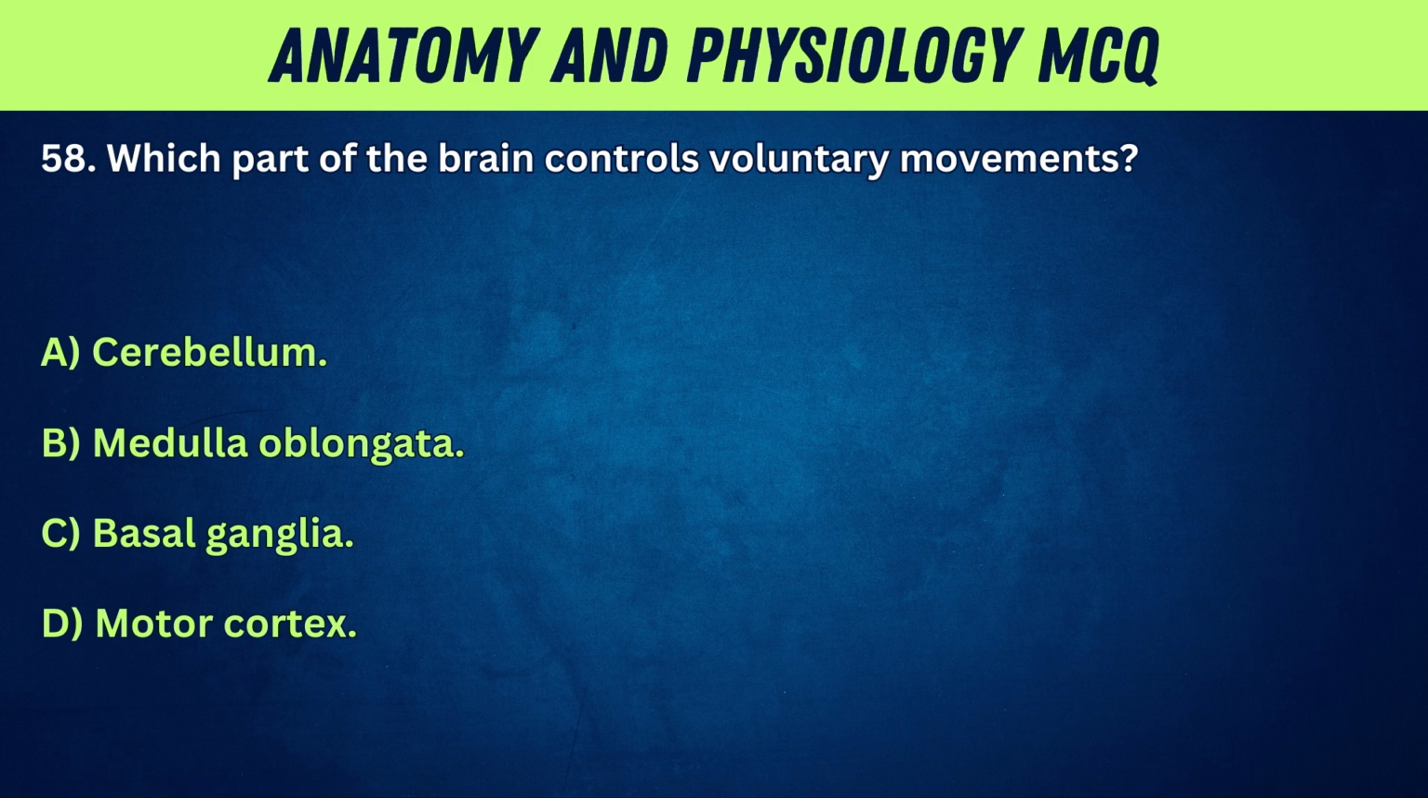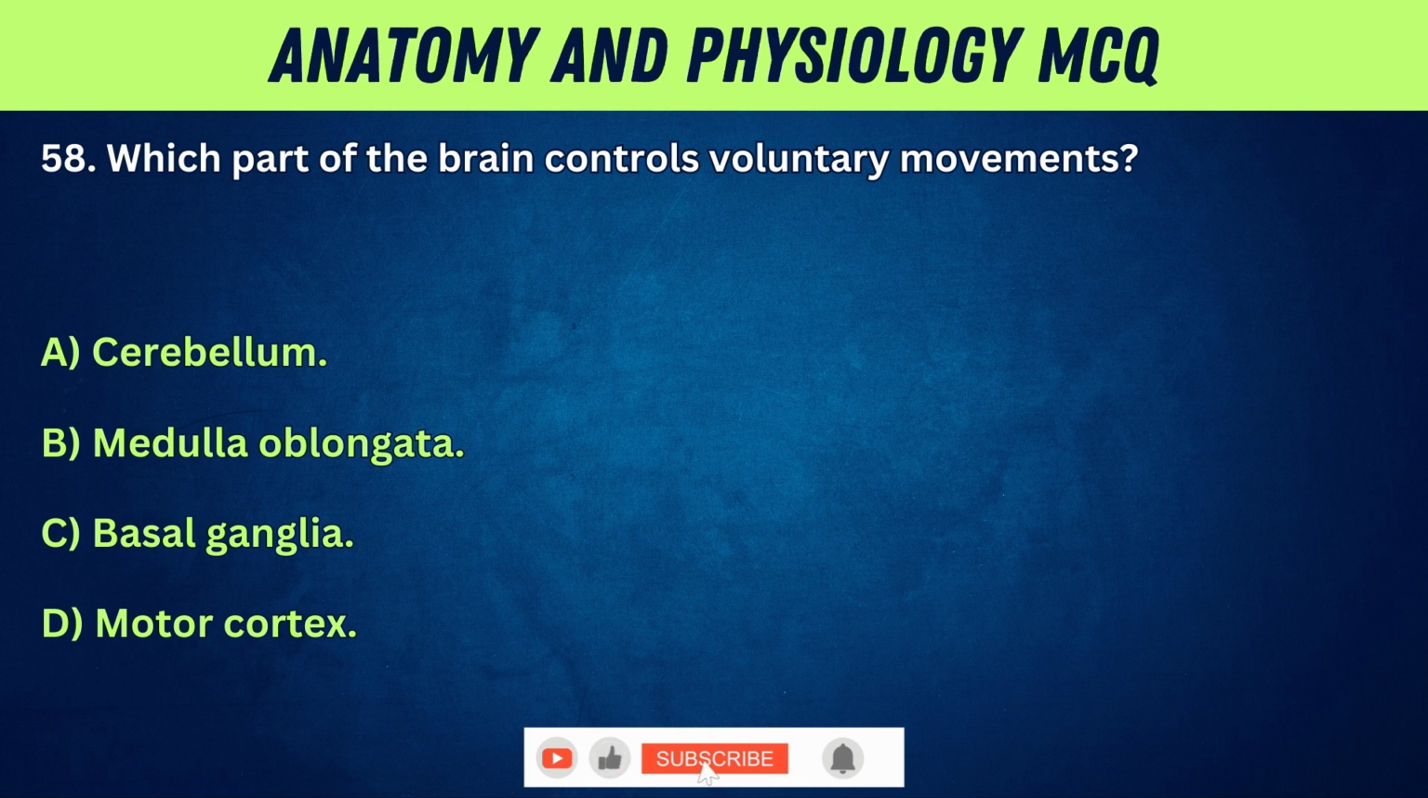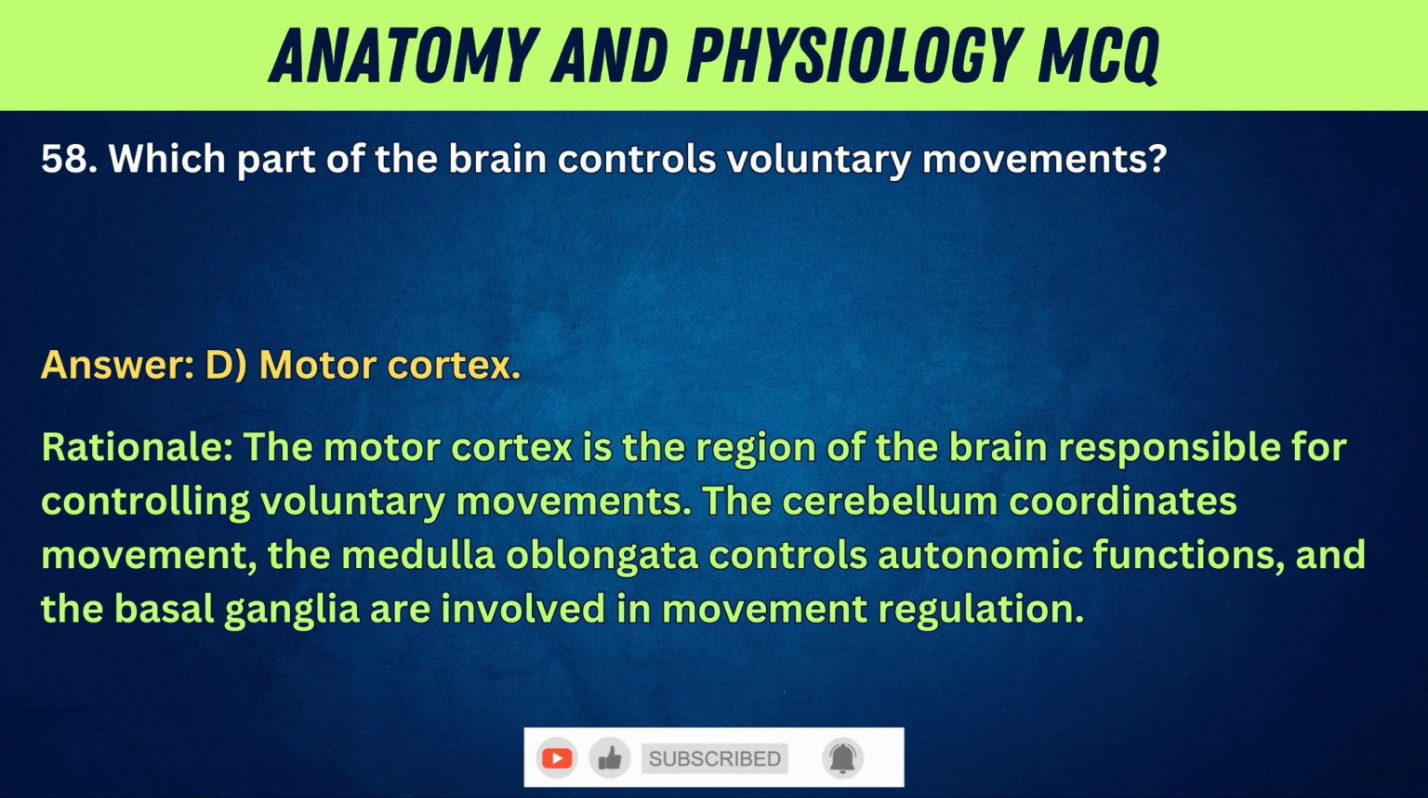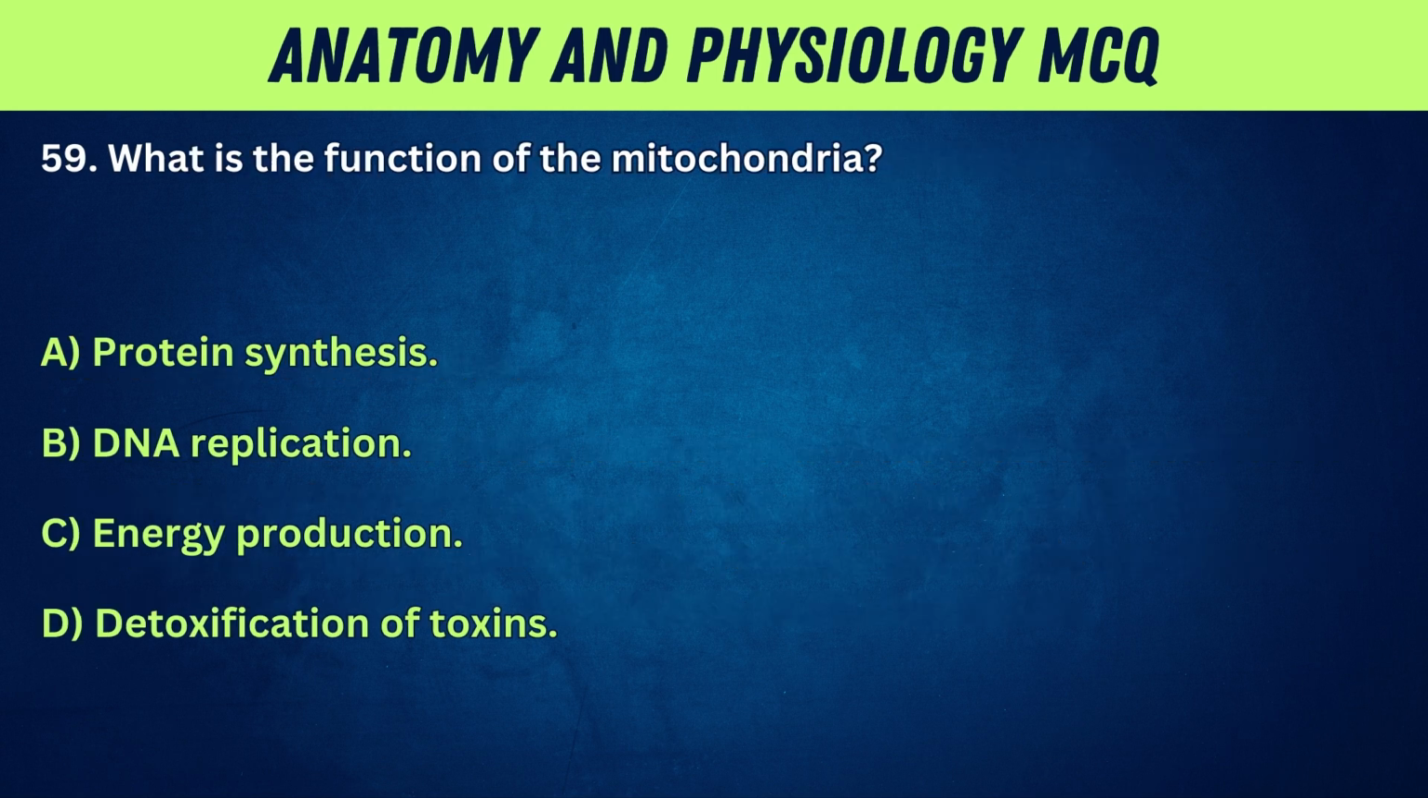58. Which part of the brain controls voluntary movements? A. Cerebellum, B. Medulla oblongata, C. Basal ganglia, D. Motor cortex. Answer: D. Motor cortex. Rationale: the motor cortex is the region of the brain responsible for controlling voluntary movements. The cerebellum coordinates movement, the medulla oblongata controls autonomic functions, and the basal ganglia are involved in movement regulation.